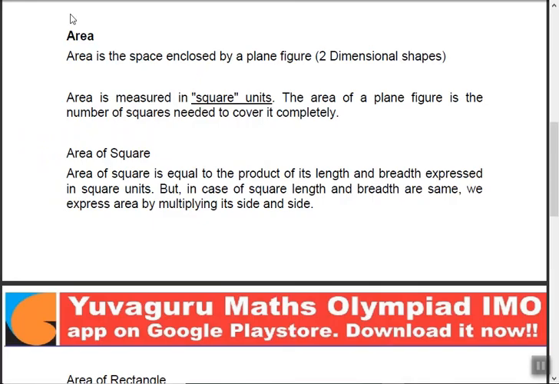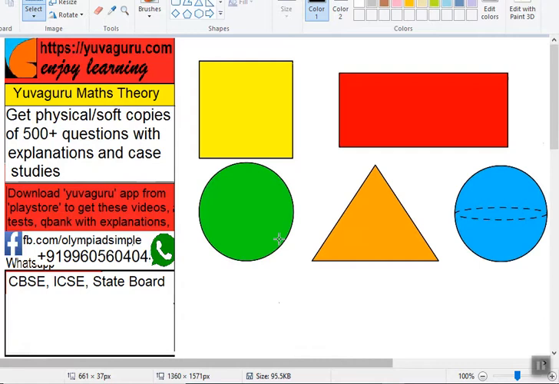Next, area. What is area? Area is the space enclosed by a plane figure, means a two-dimensional figure. See this, the full yellow part is the area, which is inside. This rectangle's red part is the area, green part is the area, this orange is the area, and this is a three-dimensional figure. This is not a two-dimensional figure. This is a ball, we can call it. And the surface area, we call it in terms of three-dimensional figures. You forget this for now. Focus only on these 4.